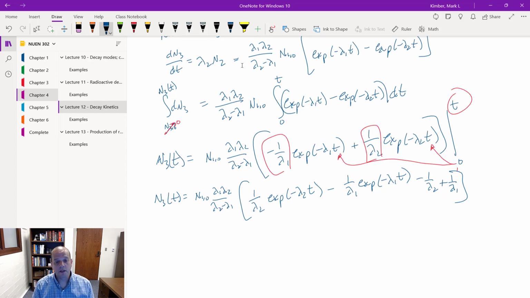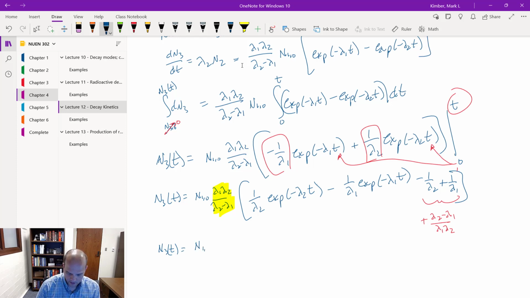So that is my expression for N3, the inventory of isotope number 3. And I can manipulate this a little bit more to clean it up. These two terms are going to be the same thing as plus lambda 2 minus lambda 1 over lambda 1 lambda 2. And you can see that that's what we have out here. And so if I carry that through, then I'm left with the following expression for N3.